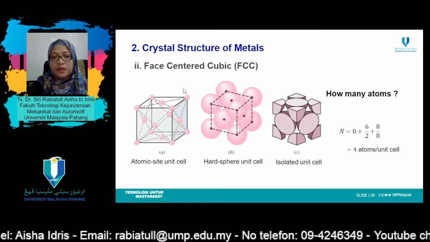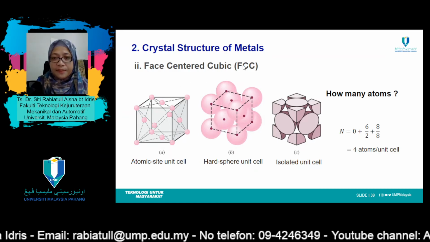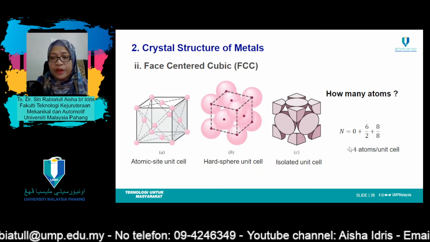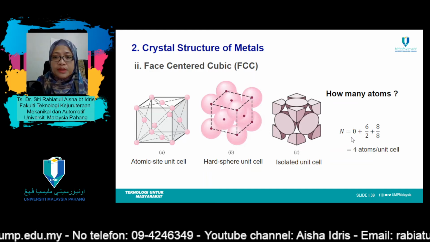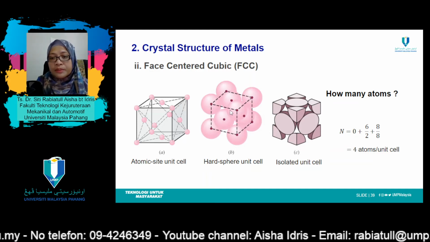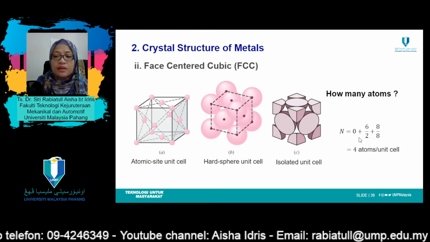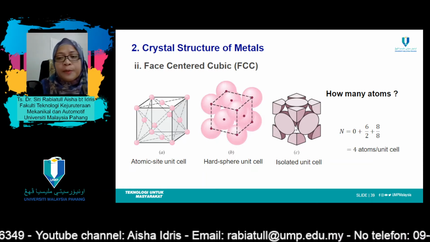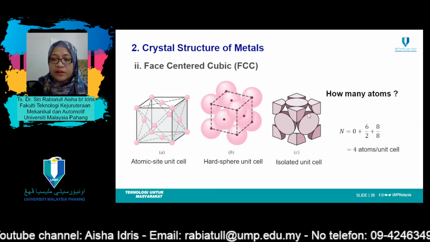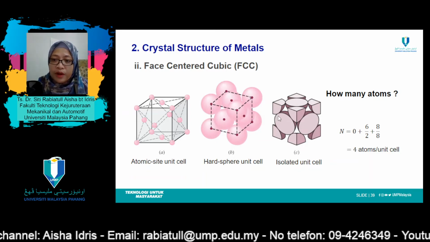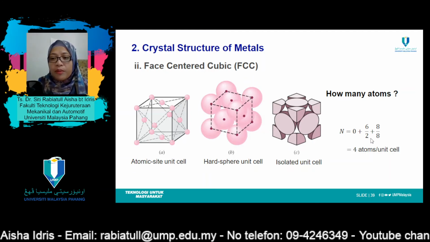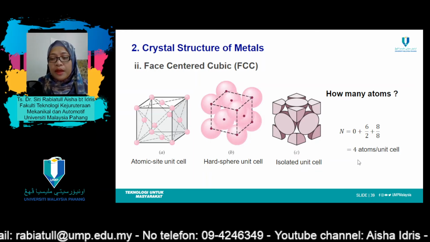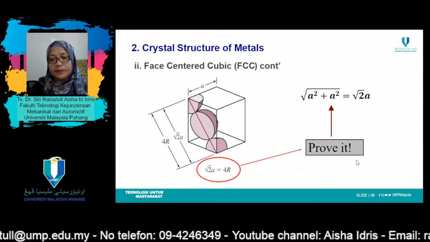Okay, so number 3 is FCC. Again, you need to calculate its atom number over here. Is there any internal atom there? No, so 0. Plus, are there any face atoms there? Yes, there are 6: 1, 2, 3, 4, 5, and 6 at the bottom. Divide by 2, plus 8 because of the corner atoms there. Altogether it equals 4 atoms per unit cell.